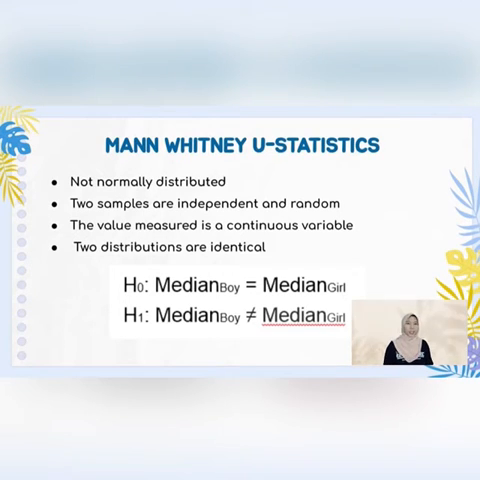The null hypothesis for this test is that the median age of baby boy is equal to the median age of baby girl, while the alternative hypothesis is that the median age of baby boy is not equal to the median age of baby girl. For a large sample size, where each sample must be at least 10, the distribution of the random variable U is approximated by the normal distribution.